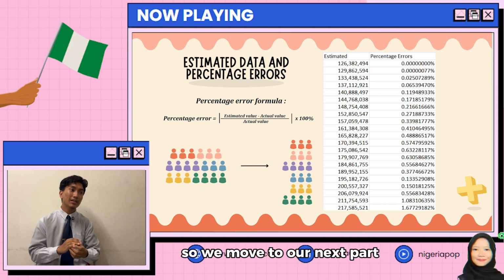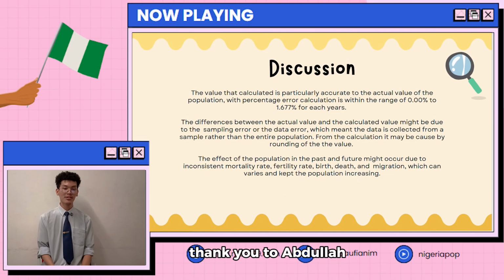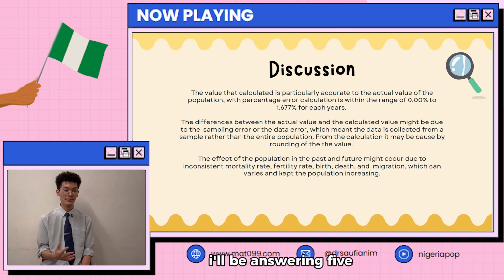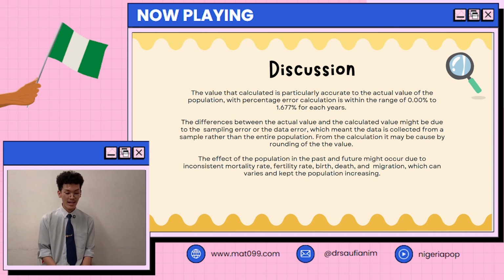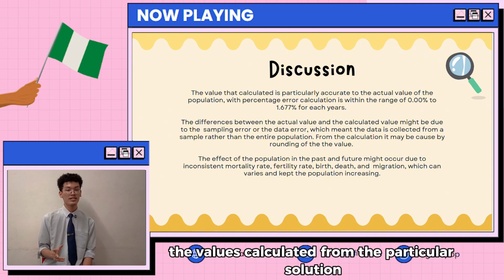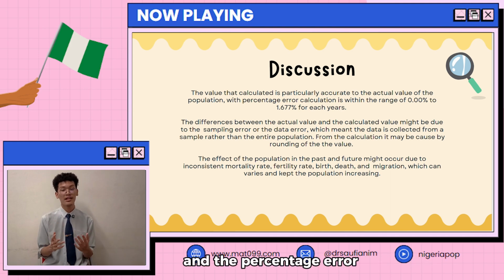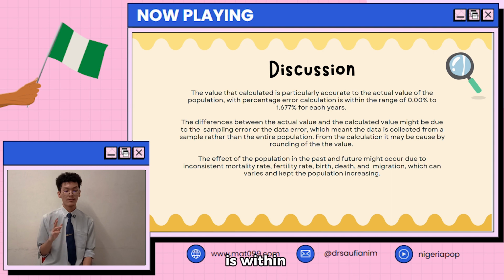So we move to our next part, which is Haikal. Thank you to Abdullah for the brief explanation just now. For the discussion, I'll be answering 5 questions. For the first question, are the values calculated from the particular solution accurate with the actual value? And for the second question, find the percentage of error, if any. The values calculated from the particular solution are quite accurate to the actual value, and the percentage error that we got is within the range of 0% to 1.7% for each year.